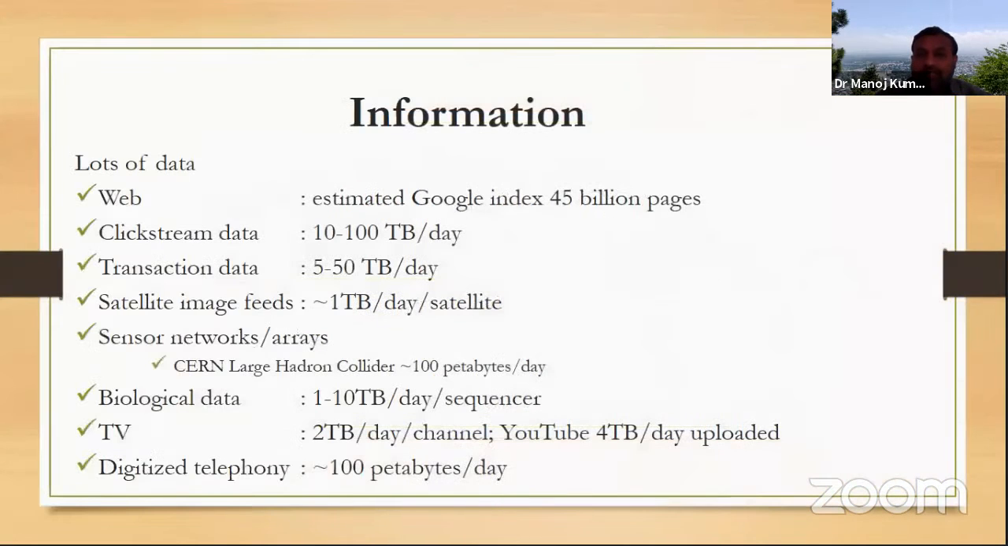So first of all, let's see what information is. We have a lot of data around us, and the data is continuously coming to us. It's in the form of the web, and Google has estimated nearly 45 billion pages currently indexed. Whenever you click any link on the web pages, a lot of data is generated.